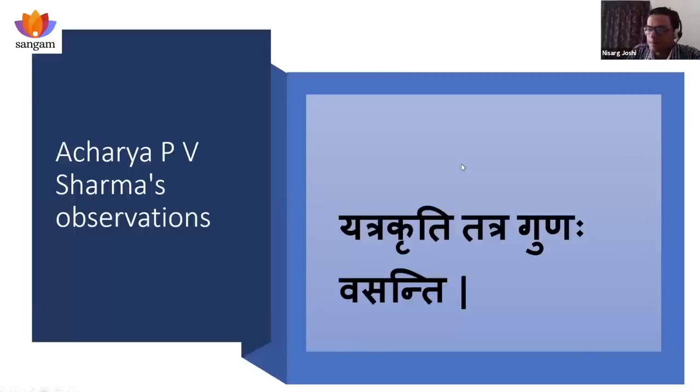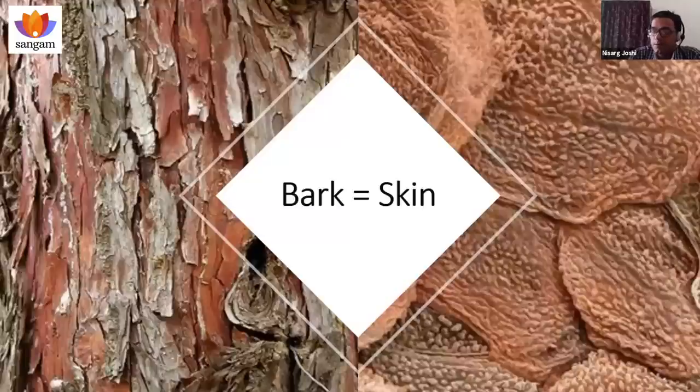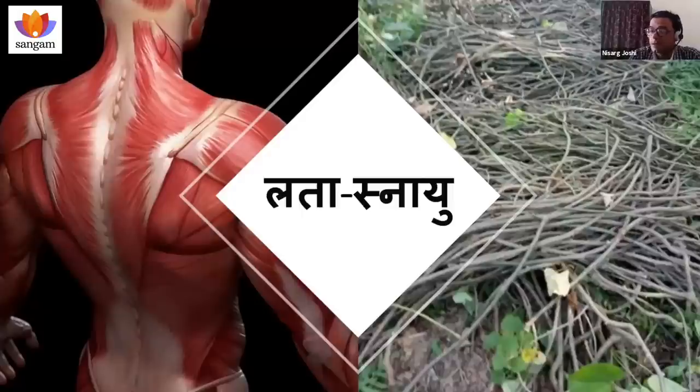If you want to understand this better, we will use some of Acharya P.V. Sharma's observations. He said that this principle, Yatha Pinde Tatha Brahmande, is very easy to see when you compare the usage of herbs that we have. For example, the tree bark that we use as a herb, most of the time, not always, is used for skin diseases. Lata, giloy is very famous, right? When we use those, most of the time they are related to muscle issues. We find a solution in lata if there are any problems with muscles.